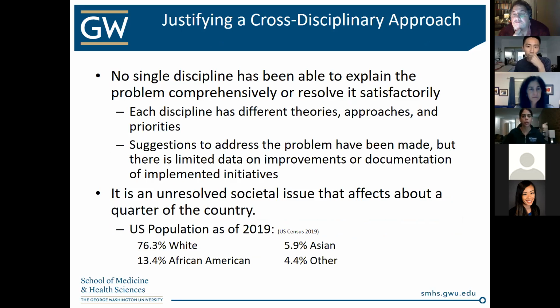So a cross-disciplinary approach makes sense here because there are lots of disciplines involved in the topic and none of them have been able to fully explain or resolve the issue. Disciplines have made suggestions on facilitators, but there's very limited data about actually implementing and testing the effectiveness of these initiatives. And secondly, people who are not non-Hispanic whites make up about 25% of the US population. So this is an unresolved societal issue that affects about a quarter of the country.